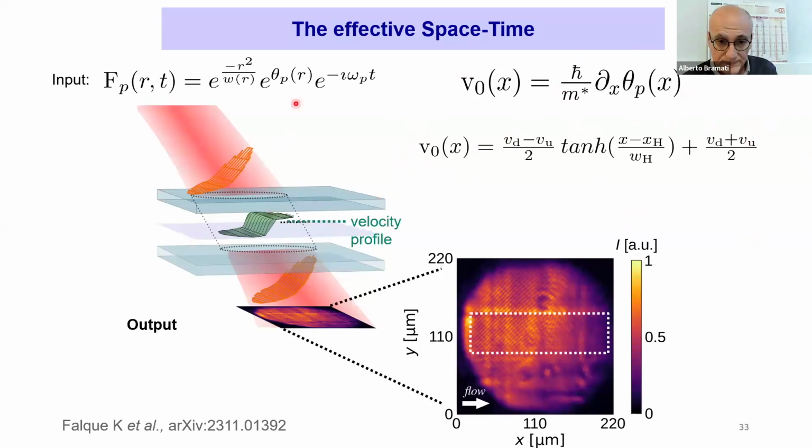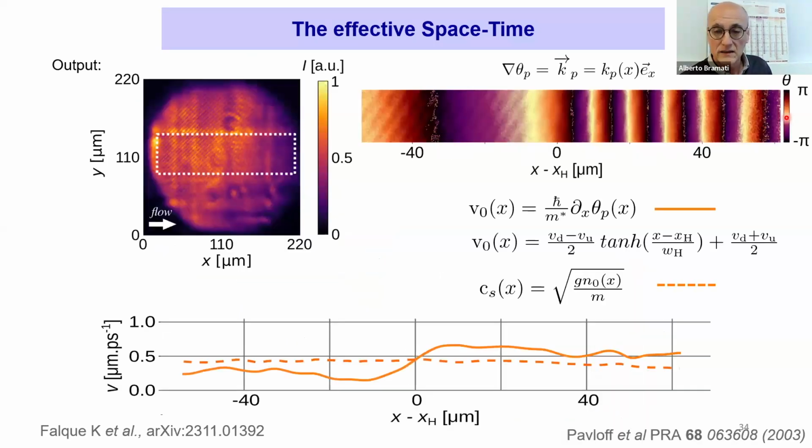We have chosen this profile here, which is a hyperbolic tangent. Okay, so then we send a laser beam with a specific phase profile. We generate a velocity profile inside the microcavity of our polariton fluid, and then at the output we can detect the emitted field, and we can measure the density and the phase and so extract the properties of the polariton fluid inside.